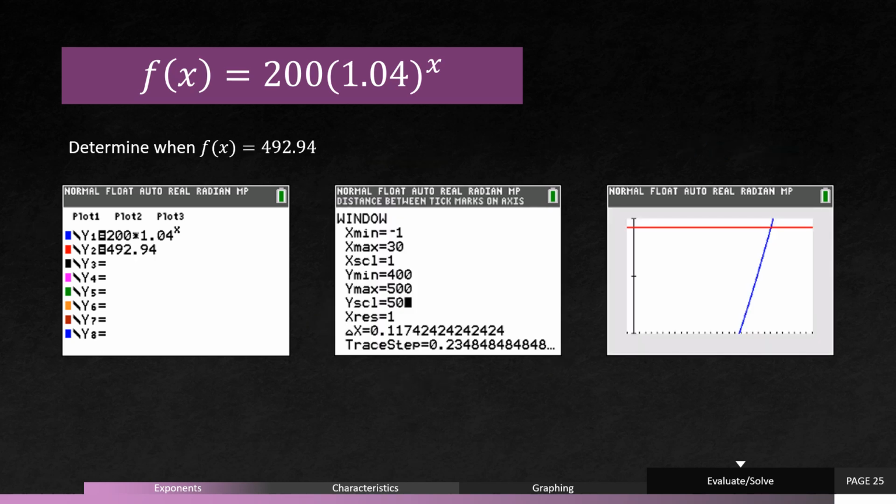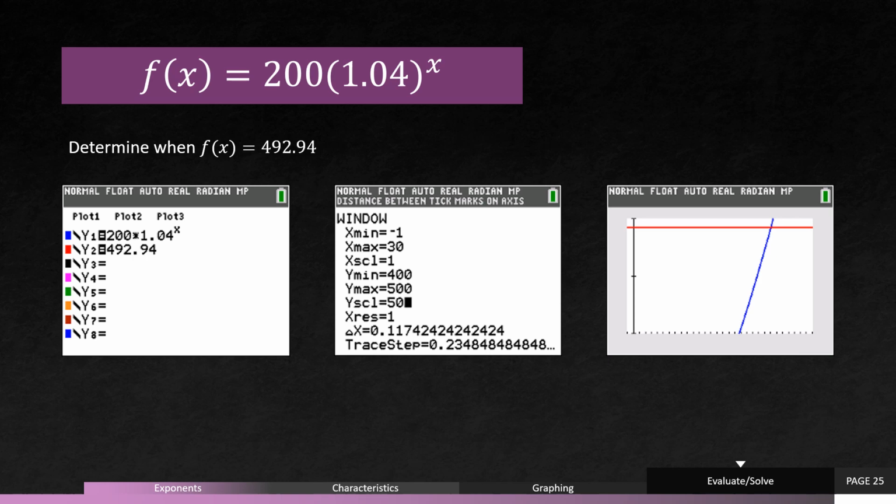However, sometimes they want something else, like determine when the function has a value of 492.94. You would have to plug a lot of those in. So instead, we're going to use that intercept method, and we want to basically graph 2. I have the first one in there already: y1 is 200 times 1.04 to the x, and then I'm going to put in a second constant function, y2 equals 492.94, to see where they cross.